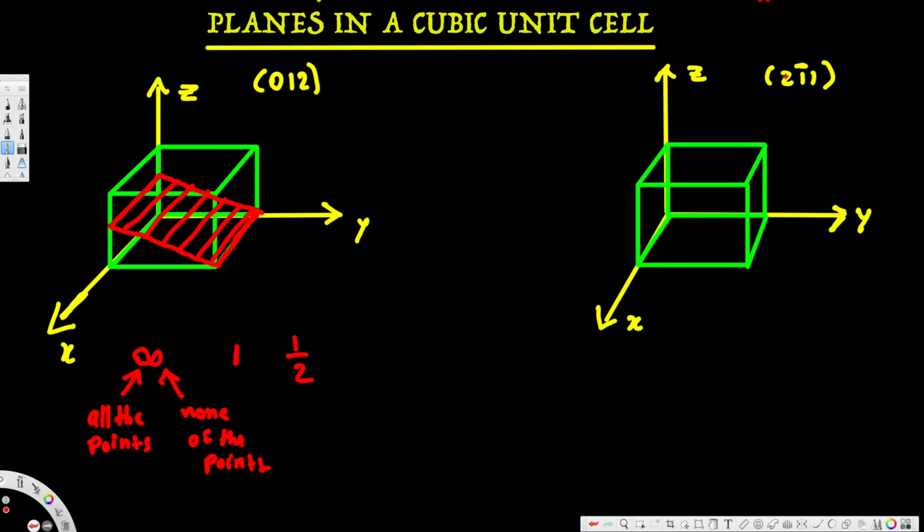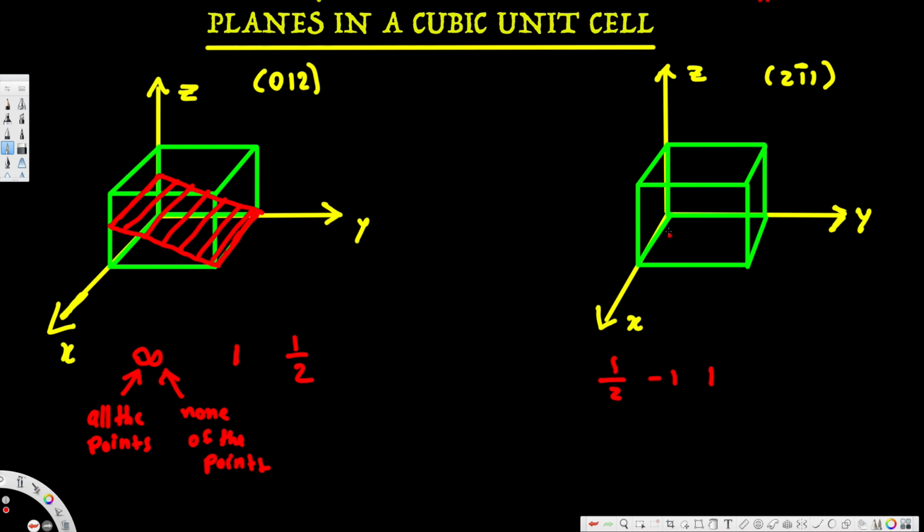Now let's look at this one here. Here we have 2, 1 bar, 1. If we take the inverse of 2, that's going to be 1 over 2. 1 bar means whenever we have a bar, that's a negative sign, right? So if we take the inverse of -1, that's going to be just -1. And the inverse of 1 is going to be just 1.